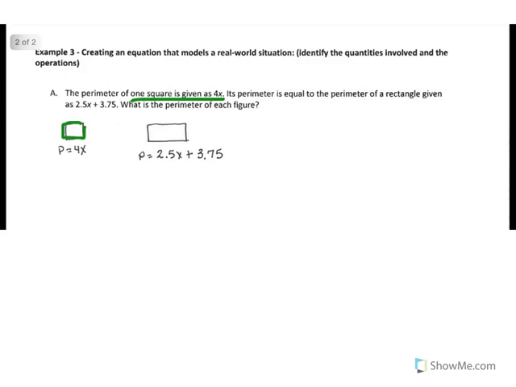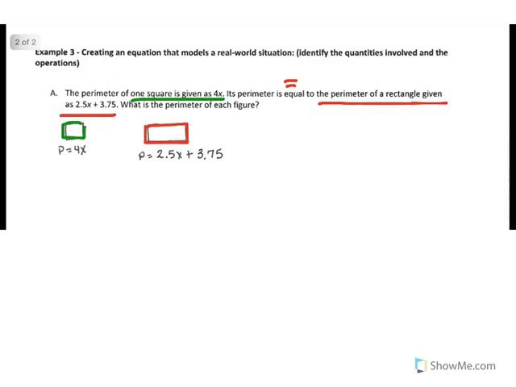As I continue to read, it says its perimeter is equal. So that means I can put an equal sign to the perimeter of a rectangle given as 2.5 times x plus 3.75. This rectangle, I drew that. And I wrote the perimeter is equal to 2.5 times x plus 3.75.